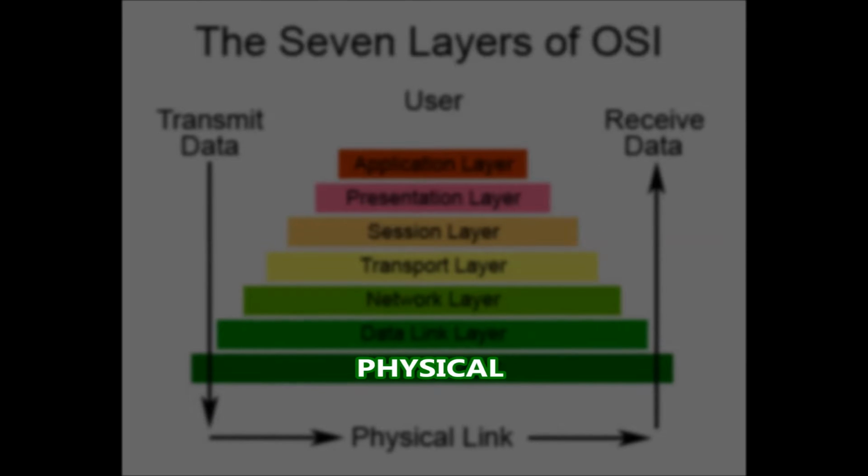The last layer, layer 1, is the physical layer. This layer deals directly with the physical medium in which the data will travel. At this layer, our email becomes bits to travel the Ethernet wire.